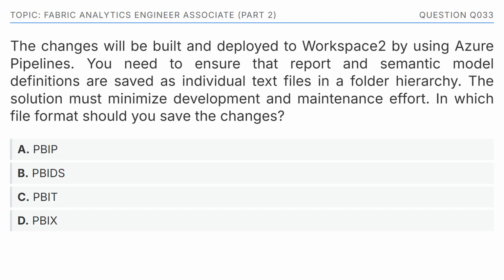You need to ensure that report and semantic model definitions are saved as individual text files in a folder hierarchy. The solution must minimize development and maintenance effort. In which file format should you save the changes? The options are: Option A, PBIP. Option B, BIDS. Option C, PBIT. Option D, PBIX.